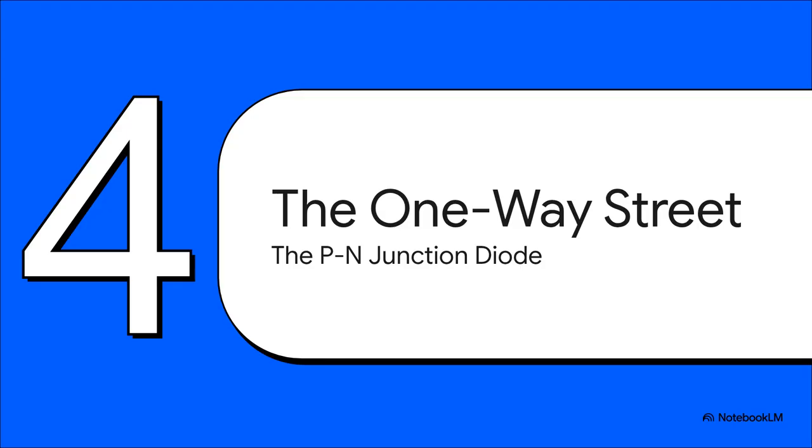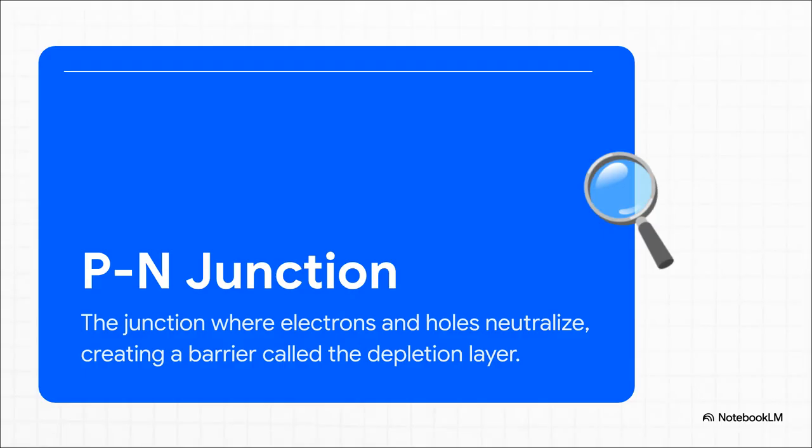Okay, this is where the real magic starts to kick in. What do you think happens when we take a piece of our P-type silicon and stick it right next to a piece of our N-type silicon? Well, we create the absolute foundation of all electronics, the p-n junction. The absolute instant they touch, all those extra electrons from the N side rush over to fill in the empty holes on the P side. This creates a really thin, electrically neutral zone right at the boundary called the depletion layer.